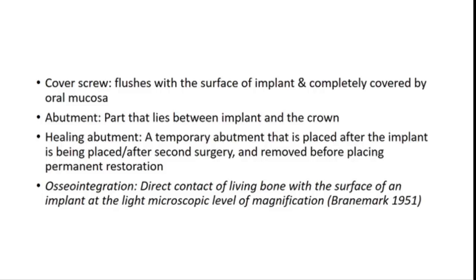The implant abutment is the part that lies between the implant and the crown, as you saw in the last diagram. The healing abutment is a temporary abutment that is placed after the implant has been placed, after the second surgery, and removed before the placement of the permanent restoration.